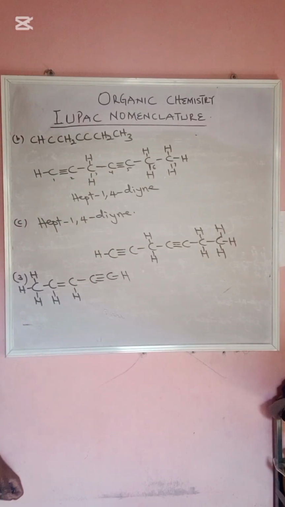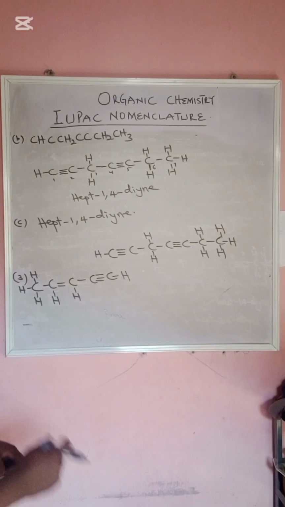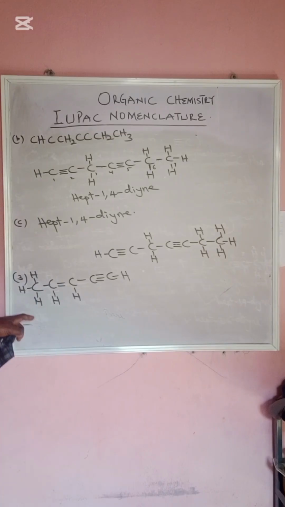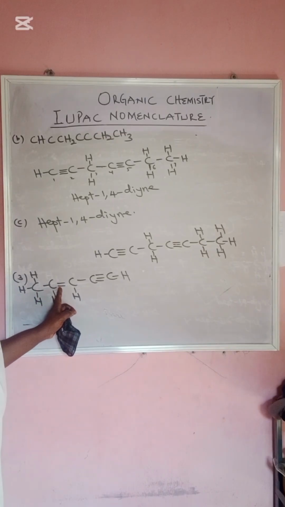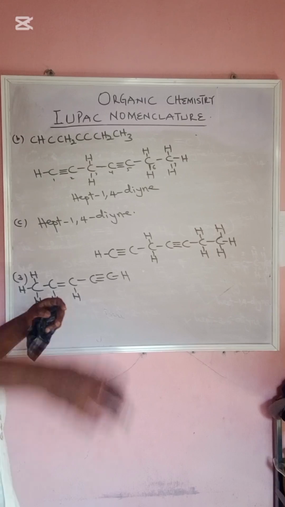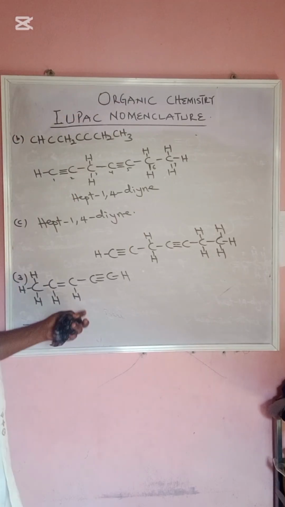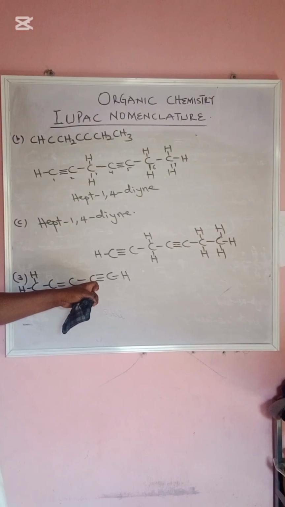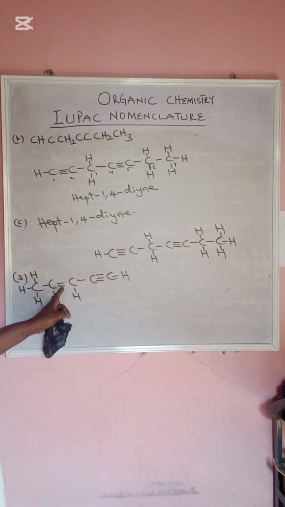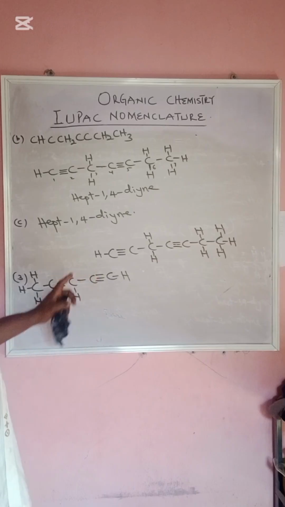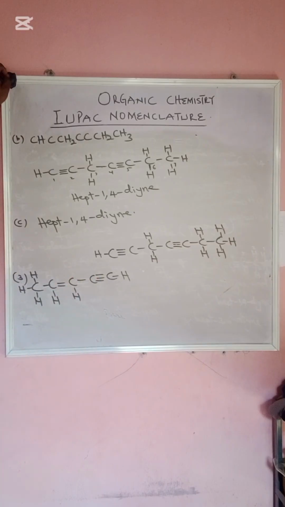You can see there are two functional groups. We have an alkene and an alkyne, and in this priority, the alkyne is above the alkene. Take note of that.